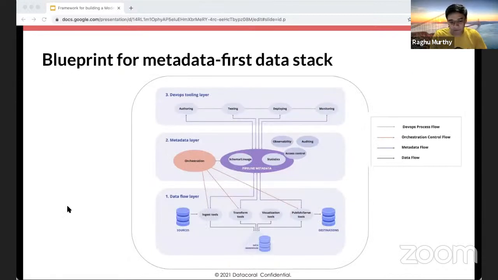So it's the same 3-layer framework. In the first layer are your ingest tools, transform tools, and so on. But the thing that is fairly different here is that we have made orchestration and the pipeline metadata the core brains of the overall stack. The idea is that every piece of functionality in the data flow layer, whether ingesting data, transforming data, or whatever, instead of each of these tools building its own metadata and its own DevOps tooling layer, they all rely on this pipeline metadata, which includes things like schema, lineage, statistics. And the orchestration engine is driven by this metadata.